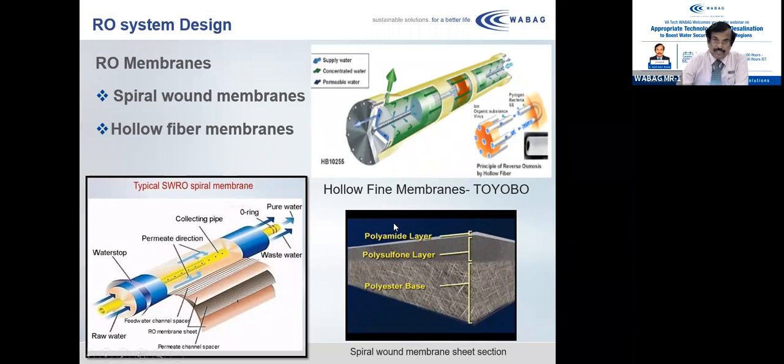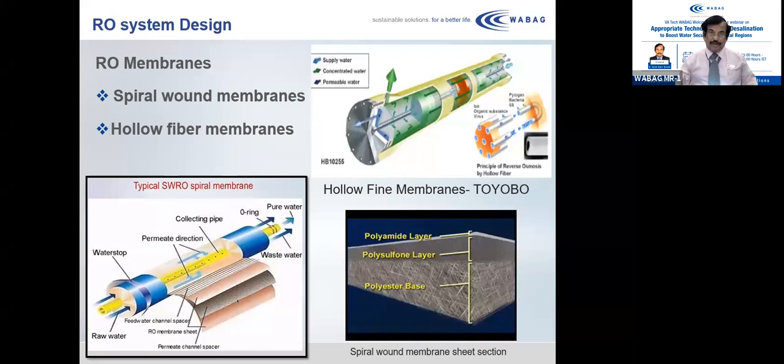And when you do frequent CIP also, the polyamide layer gets deteriorated and the salt passage increases. The other type of membrane, what I just want to bring to your knowledge, most of the people will not be knowing. This type of membranes are mostly operating in Saudi Arabia or in Japan. They are called hollow fine membranes.